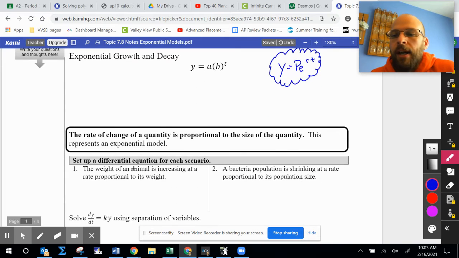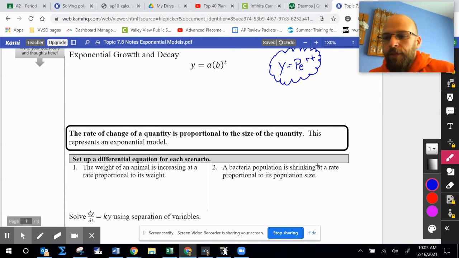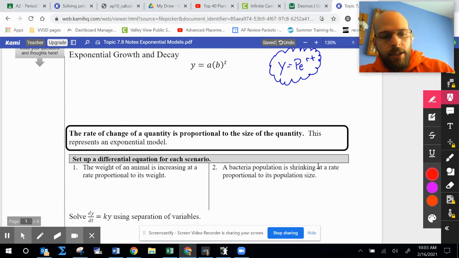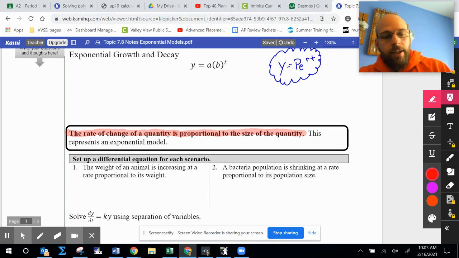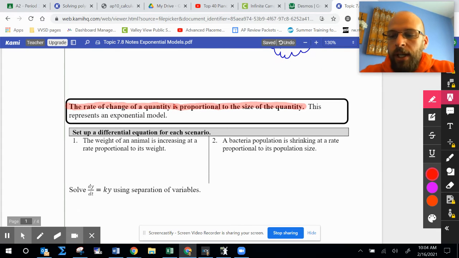And we need to be able to recognize a few different situations. So the first big one is in this box. It says the rate of change of a quantity is proportional to the size of the quantity. So when you see this proportionality statement, then we know we're dealing with exponential growth or exponential decay for that matter.